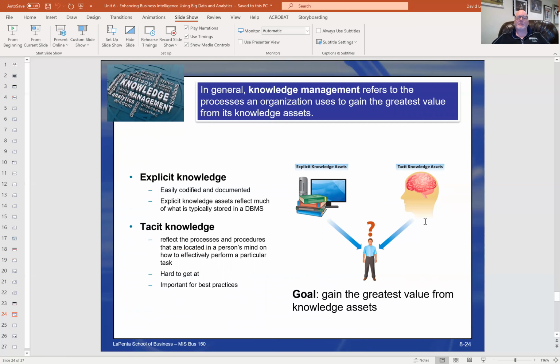There's a concept in knowledge management, because knowledge management refers to the process an organization uses to gain the greatest value from its knowledge assets. Every organization is set up with explicit knowledge, and that's stuff that's written down, in content management systems, processes, procedures. It's all well codified and documented. But I would actually say that most of the knowledge within an organization is tacit. People just know how to do things. They haven't written it down.